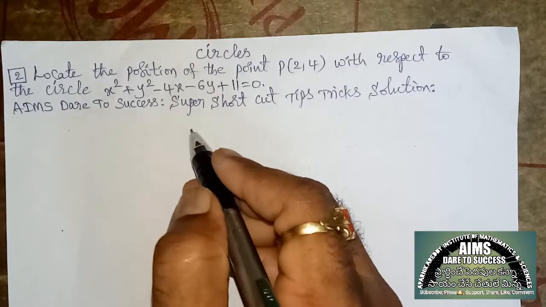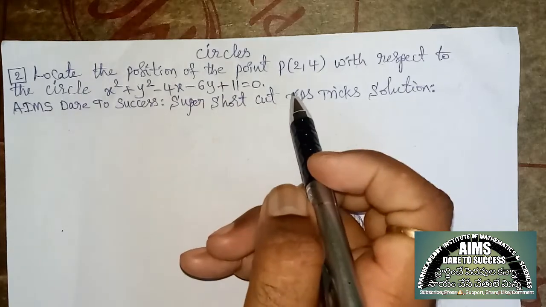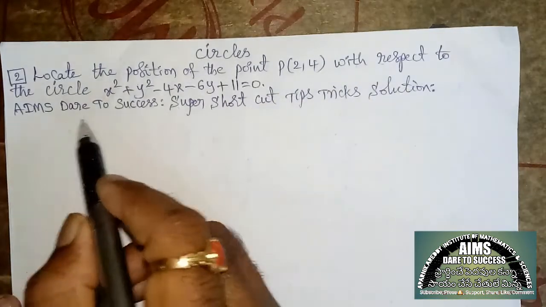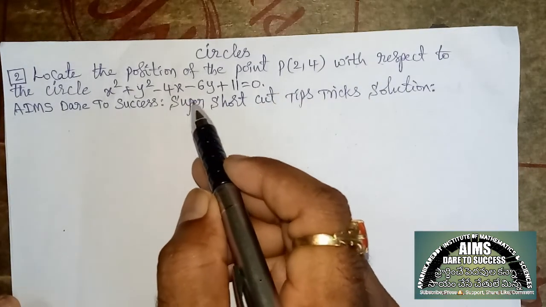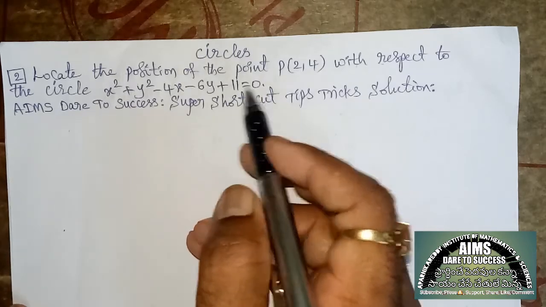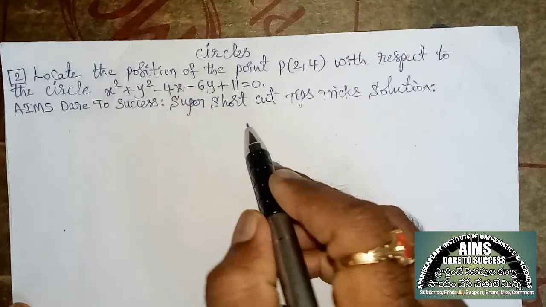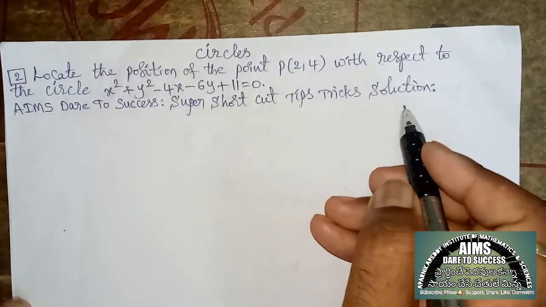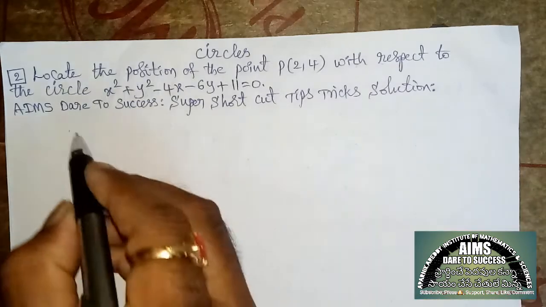Next, same model question. Locate the position of the point P(2, 4) with respect to the circle x square plus y square minus 4x minus 6y plus 11 is equal to 0. Super speed shortcut tips and tricks, solution within 10 seconds.